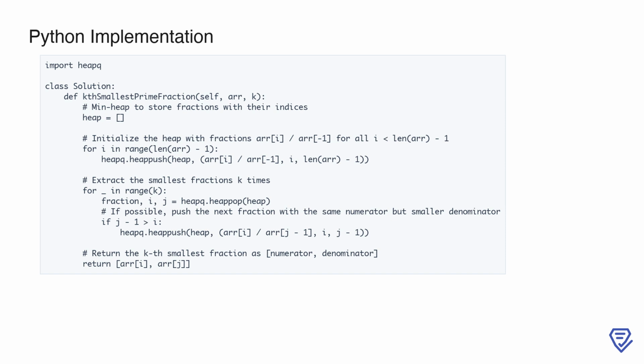Efficiency. This method optimizes the search by only maintaining the smallest fractions in the heap, avoiding the need to generate and sort all possible fractions explicitly. The time complexity is approximately k log n, where n is the length of the array, making it highly efficient for this problem. Edge cases. The algorithm handles edge cases such as small arrays, e.g., arr of size 2, and ensures the fractions are correctly ordered without duplicates since all elements in arr are unique primes.